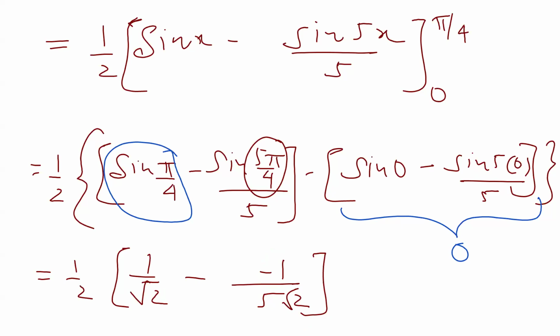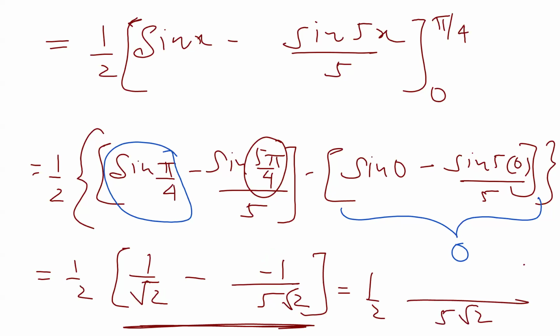What is the LCM? Pi root 2. LCM is pi root 2. So this one will be multiplied with 5 plus 1. That is 6 upon 10 root 2. That is 3 upon 5 root 2.